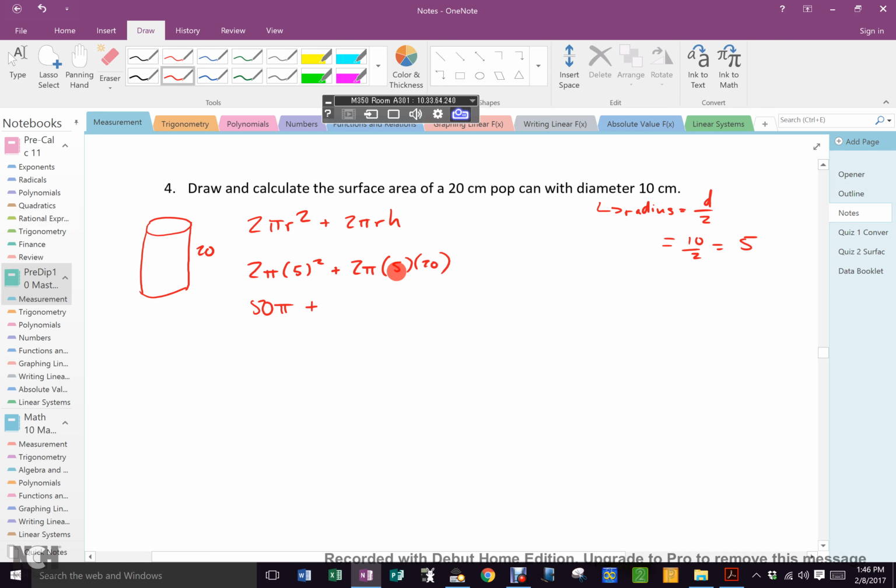Plus, what's 5 times 20? Times 2? So I got 200 pi there, yeah? What's the answer? 250 pi. Now, let's pretend you're writing a test for somebody else, and that answer isn't there. All the answers have decimal places. So then you just convert it. How would you convert it? Pi is almost 3, isn't it? Right? So 250 times 3 is 750, right? So whatever choice is around 750 is the answer. Cool?